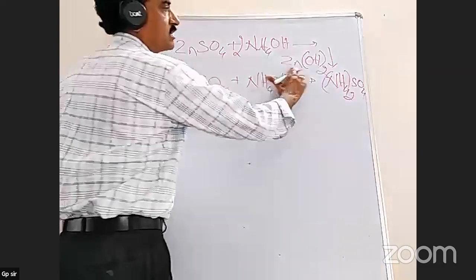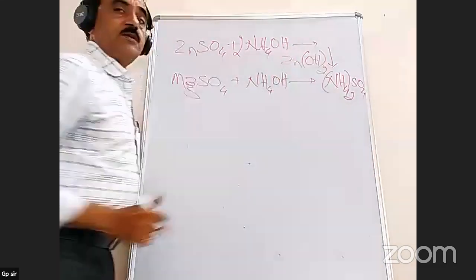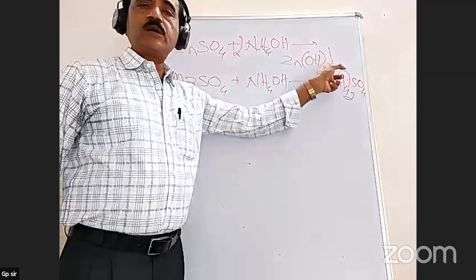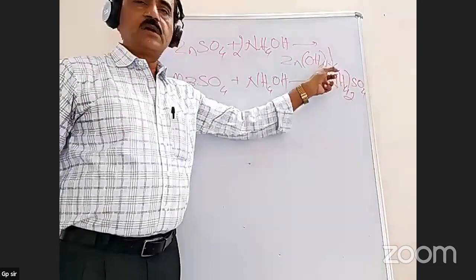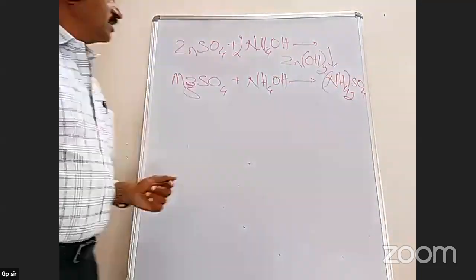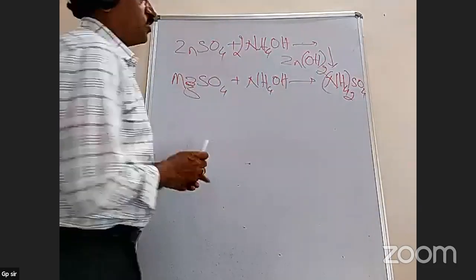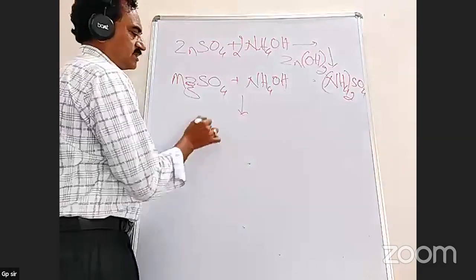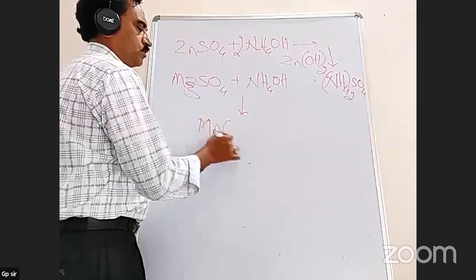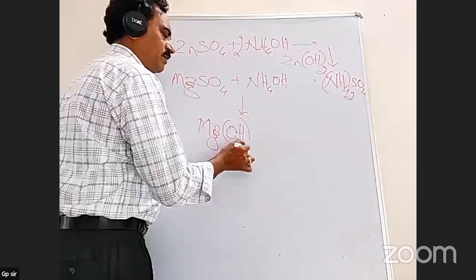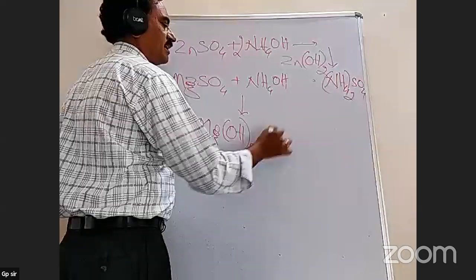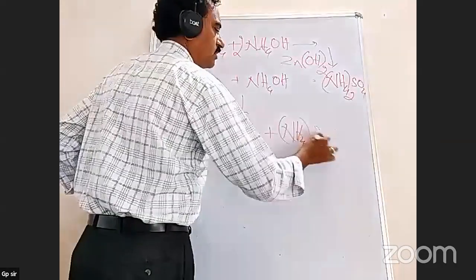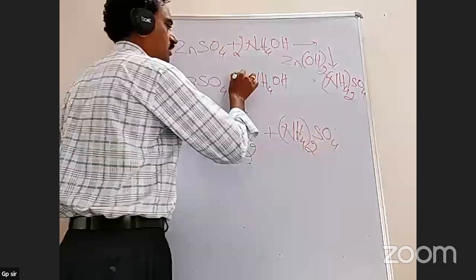This metal hydroxide is insoluble in water. That is why you get a precipitate. The downward arrow mark indicates a precipitate, a solid. Similarly, when MgSO4 reacts with NH4OH, you get the respective hydroxide, magnesium hydroxide, plus (NH4)2SO4. And you have done these reactions in the laboratory in first PUC.